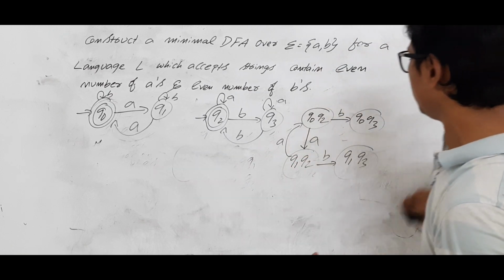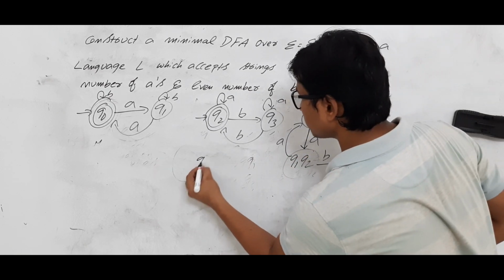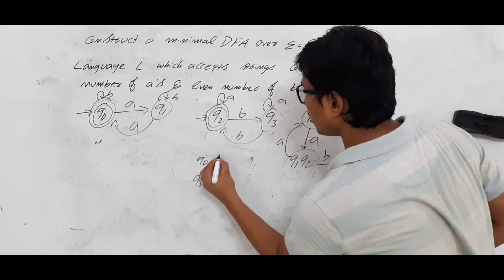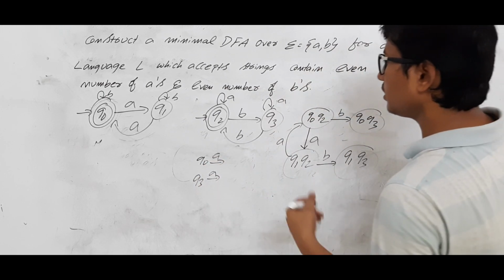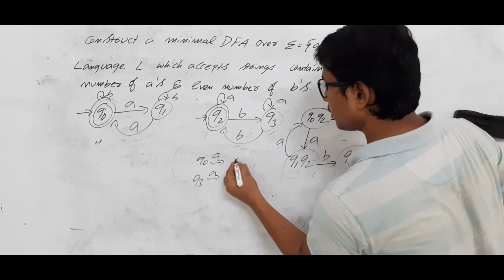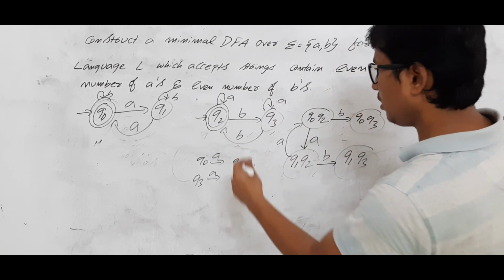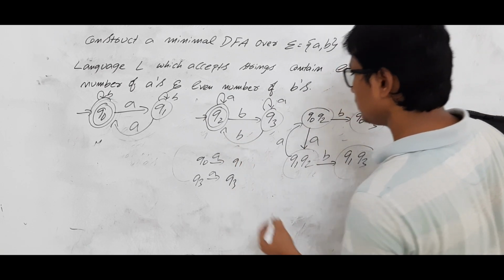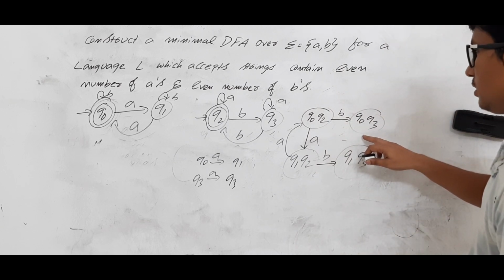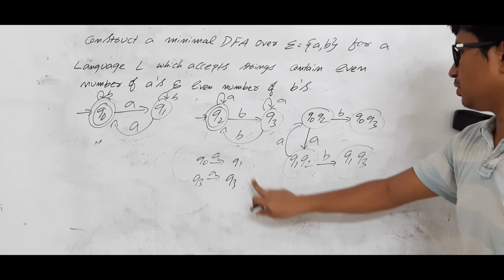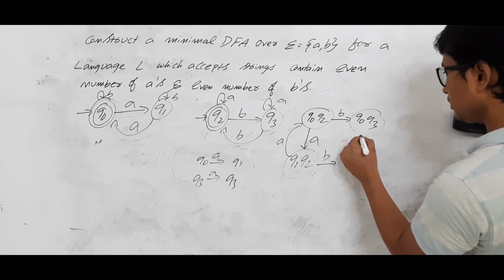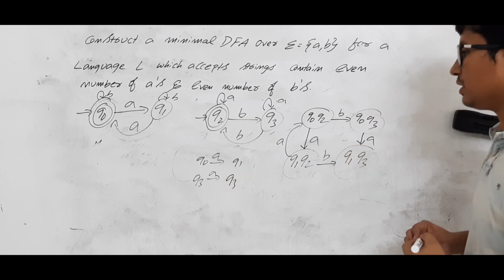Now we will solve the next one. Q0, Q3. Q0, Q3 on A, where is it going? Q0 on A, it is going to Q1. Q3 on A, it is going to Q3. So Q0 on A it is going to Q1, and Q3 on A stays at Q3. So Q0, Q3 on A it is going to Q1, Q3.